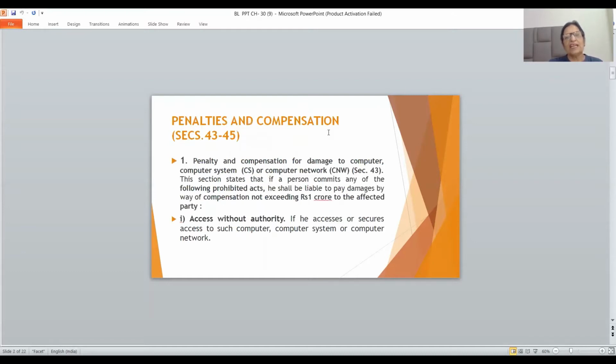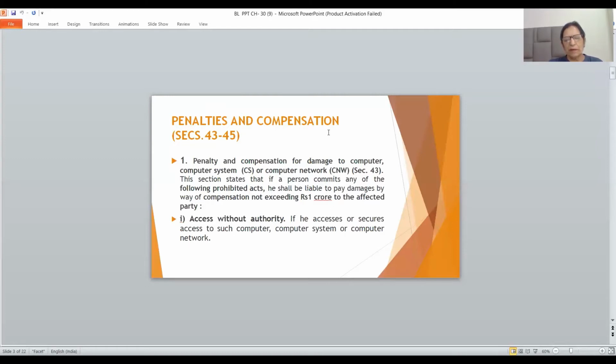So the very first heading in this chapter is penalties and compensation. Penalties and compensation, friends, have been provided under sections 43 to 45. There are 4 points regarding this which I would like to discuss. First point is penalty and compensation for damage to computer system or computer network. Section 43 provides that if a person commits any of the following prohibited acts, he shall be liable to pay damages by way of compensation, and the amount of damages should not exceed ₹1 crore to the affected party.